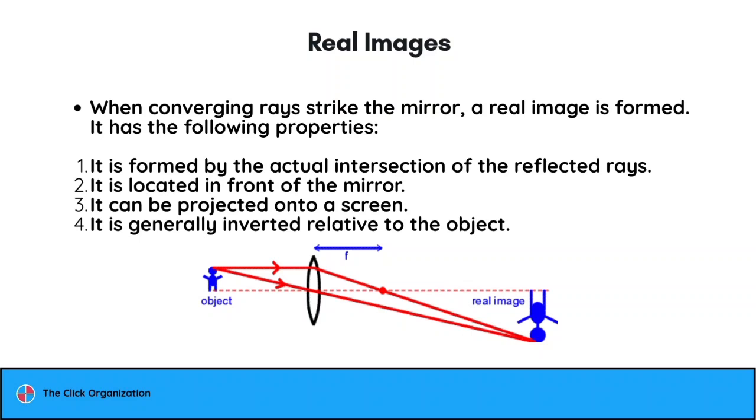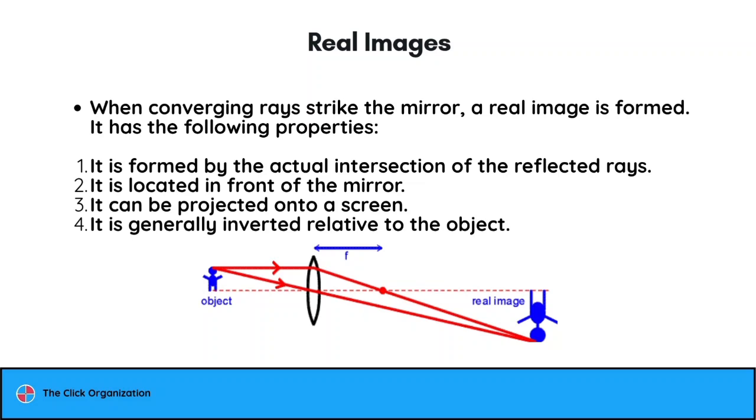And third, it can be projected onto a screen. Because real images are formed by actual light rays meeting, we can place a screen at that location and capture the image. For example, the image produced by a projector on a classroom screen or a cinema is a real image. That is what we call a real image. And fourth, it is generally inverted relative to the object. This means that the image appeared upside down compared to the original object.